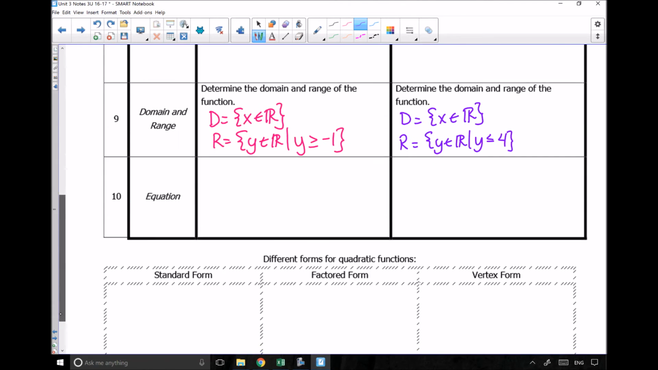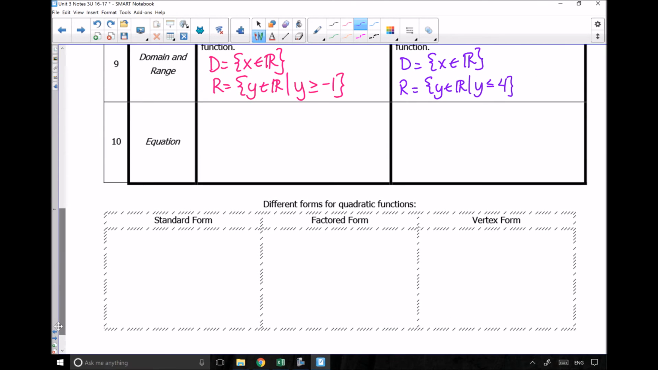Okay, so now we're going to write our equations for quadratic functions. So there are 3 different equations that we're going to be using. The first equation is f of x equals ax squared plus bx plus c, which you all should be familiar with.